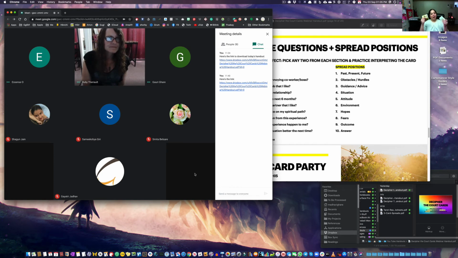I will always say play around with the card positions, move them, change them, play with them, and you'll see different versions of the story come in, and it's more fun that way.